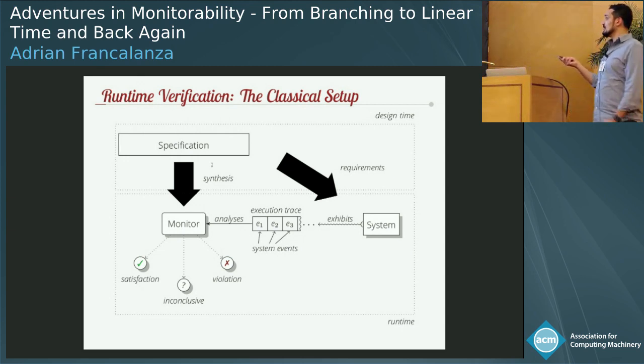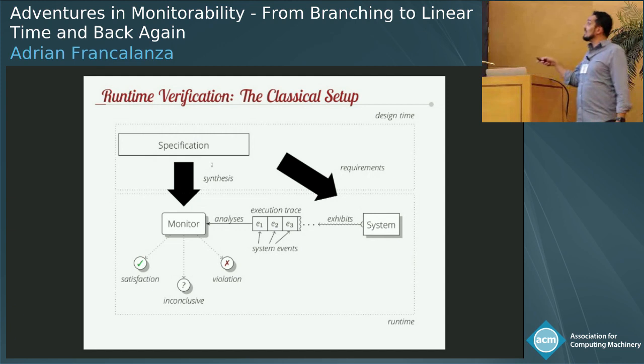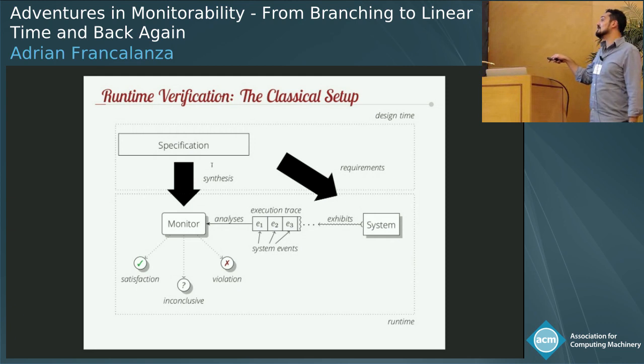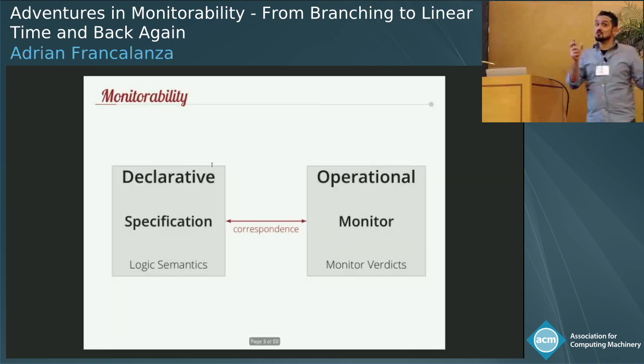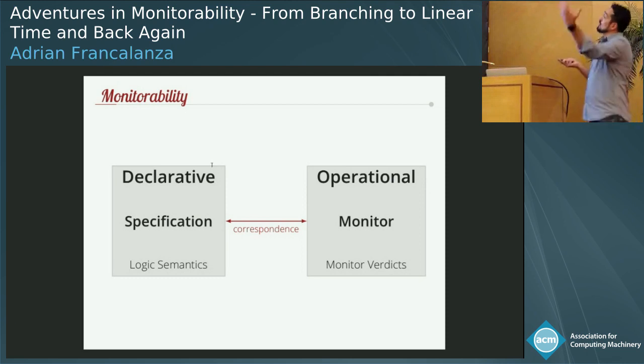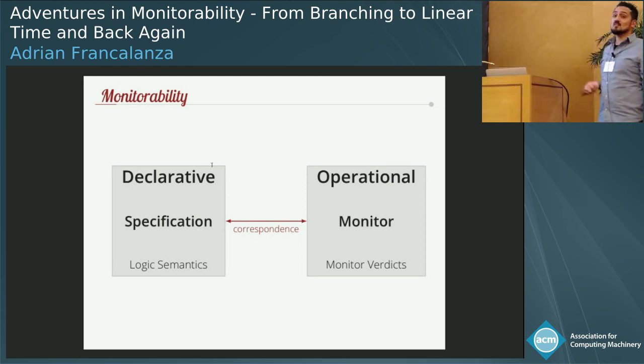And what does this monitor do? It observes the current execution of the system, so what the system is exhibiting currently, and it analyzes the events it generates one by one. And then eventually it reaches verdicts. So you can say that the system satisfies the property or the system violates the property. And so what is monitorability? Monitorability is precisely the relationship between, on the one hand, the operational semantics, the verdicts that the monitor gives you, and on the other hand, the declarative semantics, if you want, of the specification.